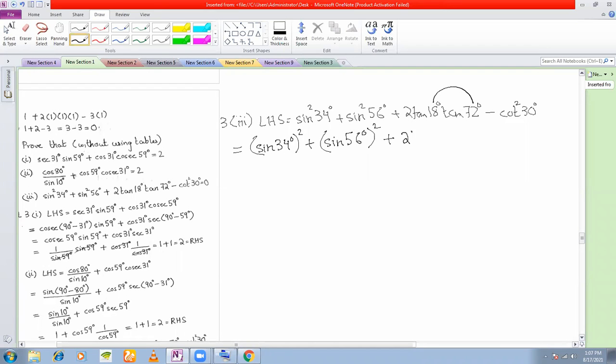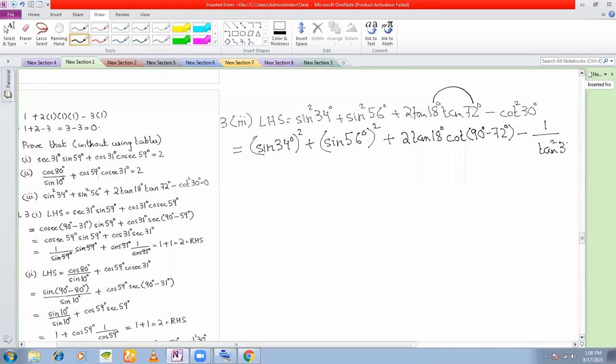So let us change tan 72 to cot. Let's keep this one the same, tan 18. We change this to cot 90 degrees minus 72 degrees, and cot square 30. You know, 30 degrees is the standard angle in the tables, so you can write cot as tan square 30 degrees.